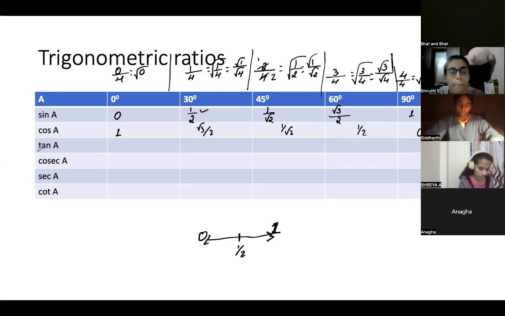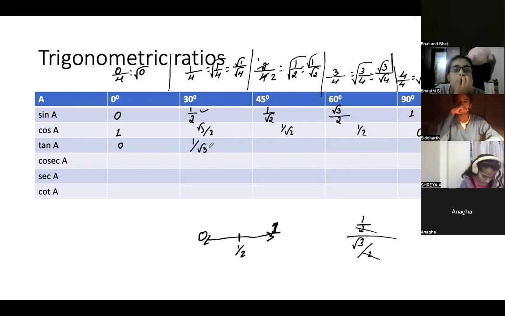Now, tan is sine by cos, correct? Tan is sine by cos. So we'll just divide these terms. 0 by 1. What is 0 by 1? 0. Now, we have 1 by 2 whole divided by root 3 by 2. So 2 and 2 get cancelled. What is remaining? 1 by root 3. So your answer is 1 by root 3. Got it?